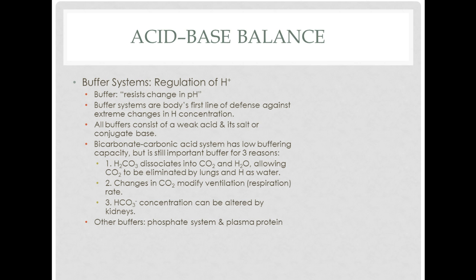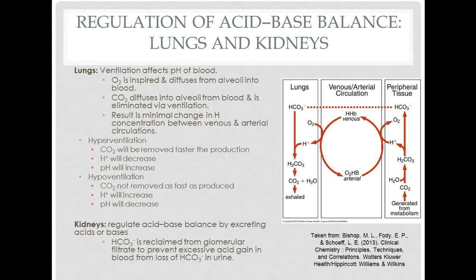The hydrogen carbonate dissociates into carbonic acid and water, allowing for the carbonic acid to be eliminated by the lungs and hydrogen as water. Changes in the carbonic acid modify ventilation or respiration rate. Bicarbonate concentration can be altered by the kidneys as well. Other buffers include a phosphate system and a plasma protein. So we've got 2 systems going on: ventilation, which controls our CO2, which is an acid, and the kidneys, which control our bicarb, which is a basic component, or the major buffering capacity of the body.